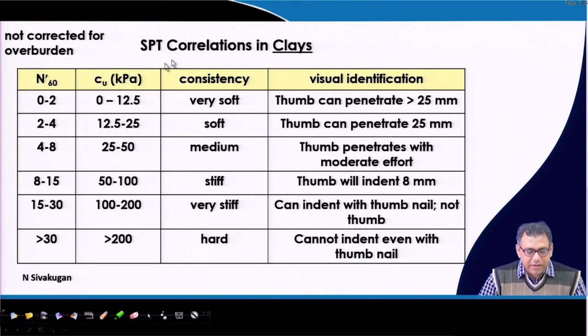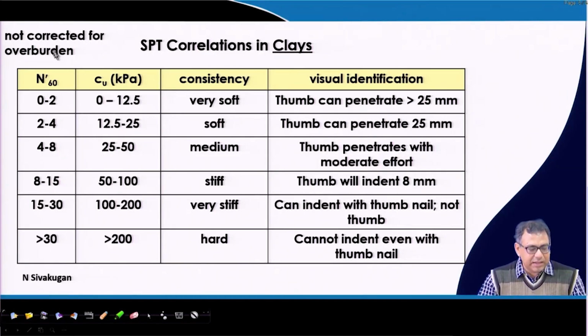Now, based on the N value, we can identify which type of soil it is, and we can get the Cu value or the phi value, Cu being the undrained cohesion. So, this is by using different correlations. This is one correlation that I am showing you. You will get a number of such correlations in books, but I am giving one of them.